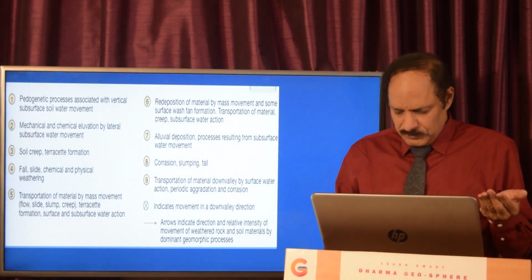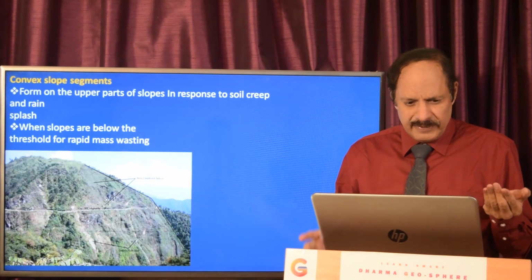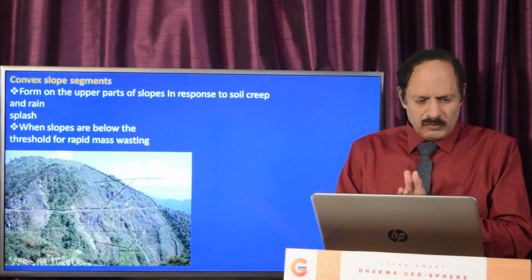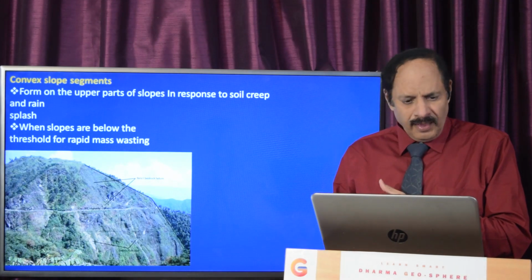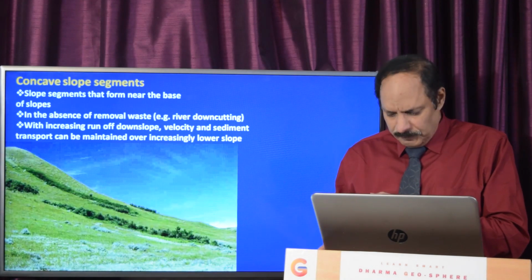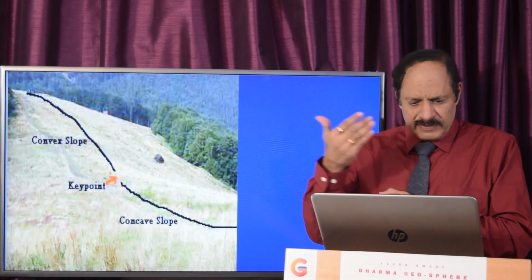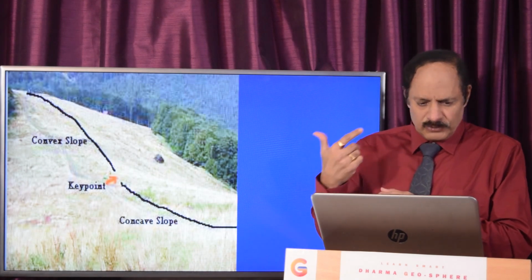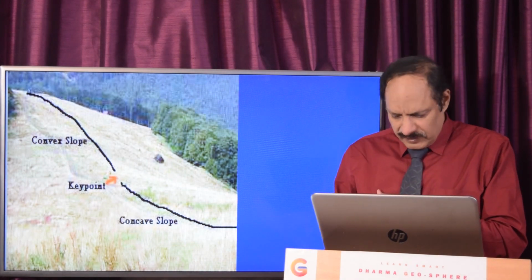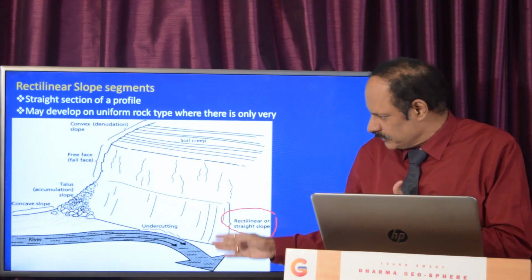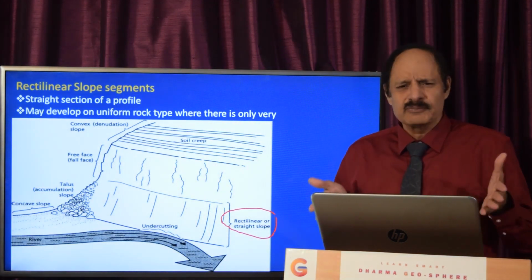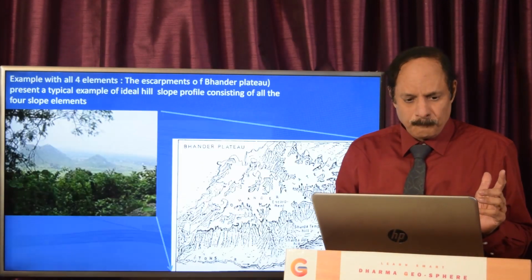So this is the description of each of those which I have outlined, and then this is the convex slope, how it is formed, as you can see it, and this is the concave slope. Between the concave slope and the convex slope you have the key point which differentiates them, and then this is the rectilinear slope. That is more or less the linear slope.